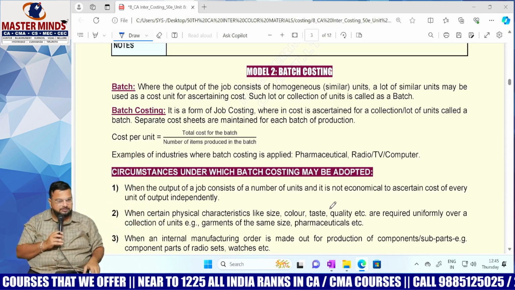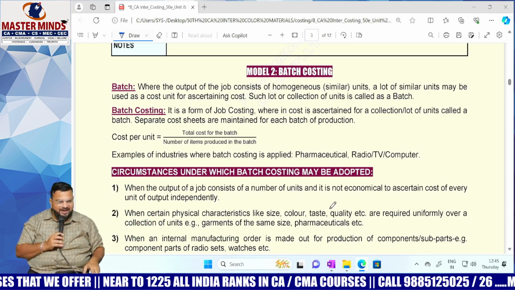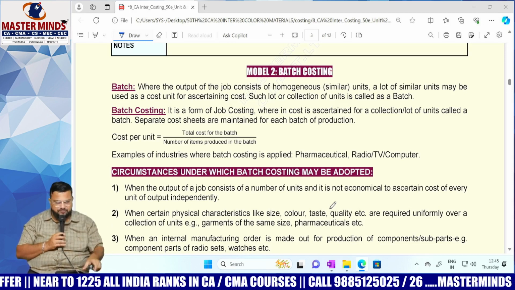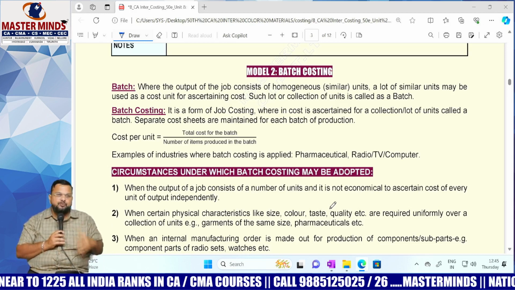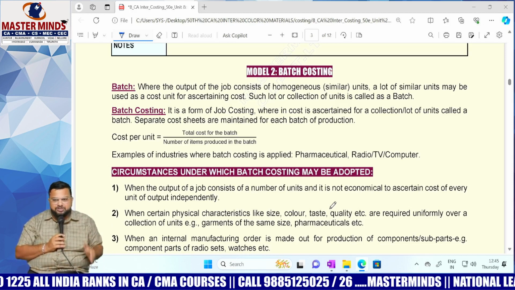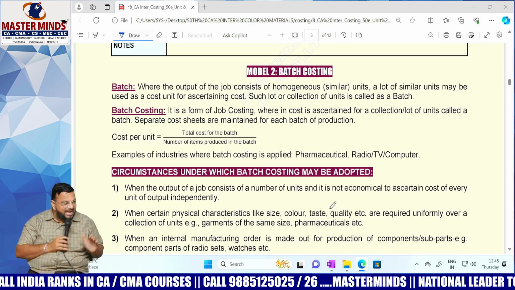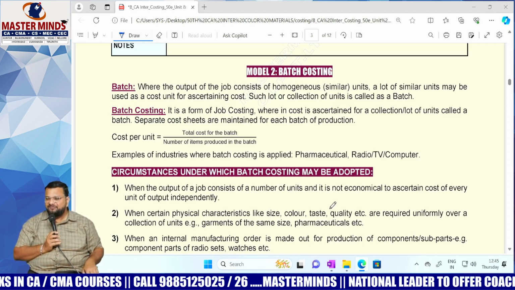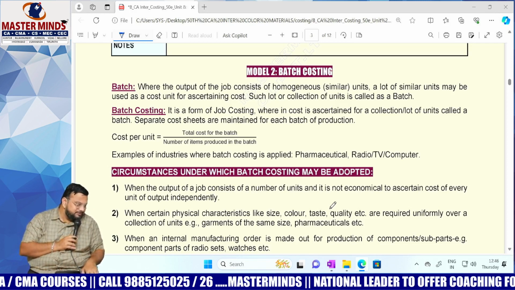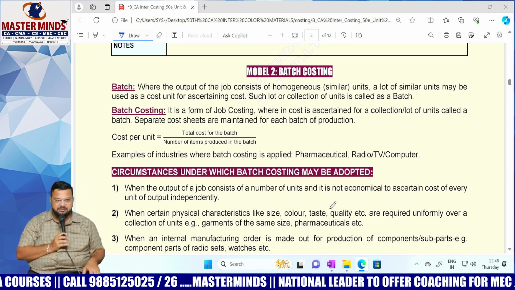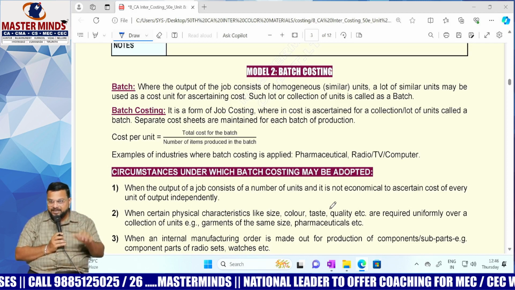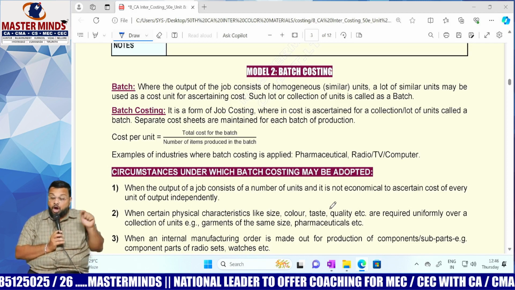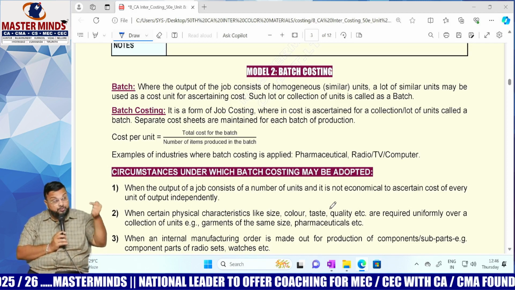For example, I need to manufacture 1 lakh bikes of the same color, same dimension, same specification. Rather than producing 1 lakh bikes together, I will produce in batches, 1,000 bikes at a time. So 1 lakh divided by 1,000, how many batches? 100 batches. I need to produce 1 lakh bikes. In each batch, I have decided to produce only 1,000 bikes.